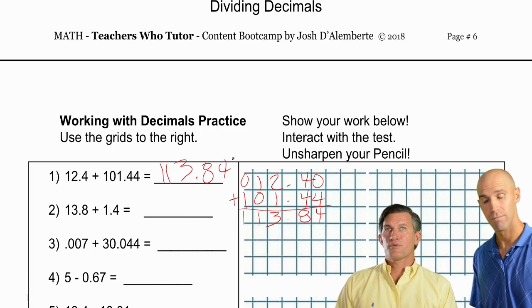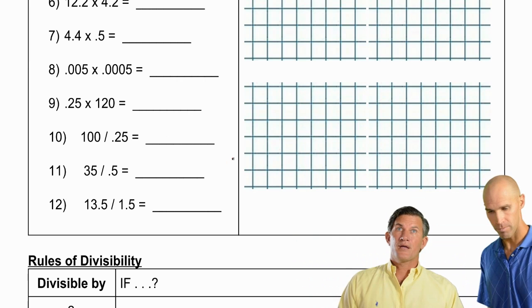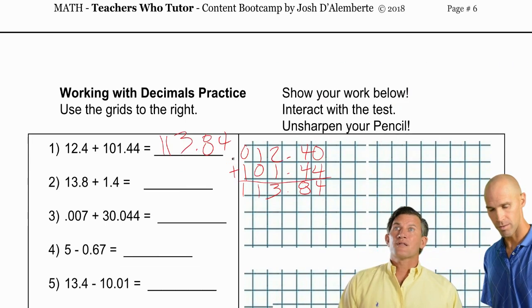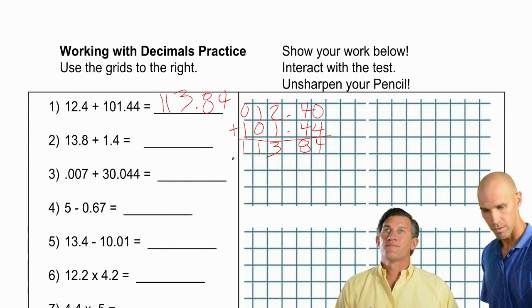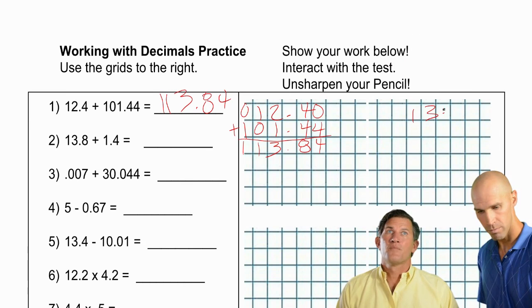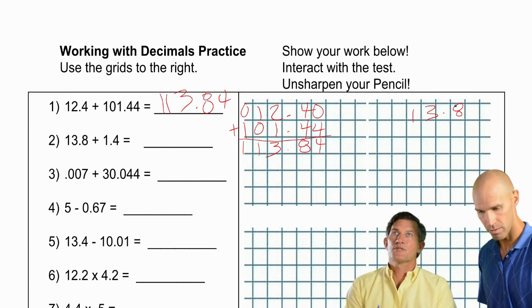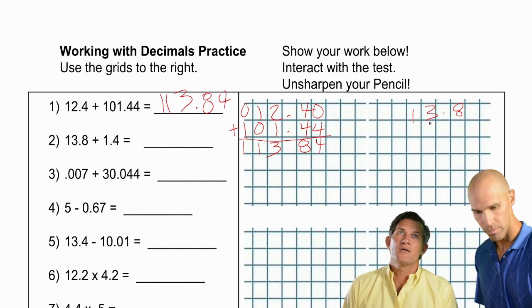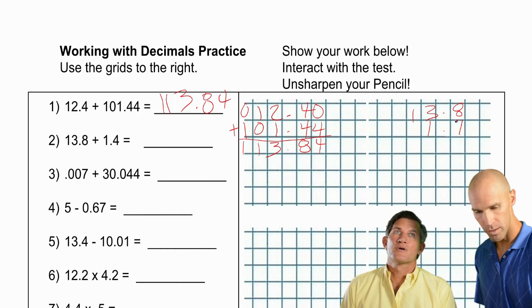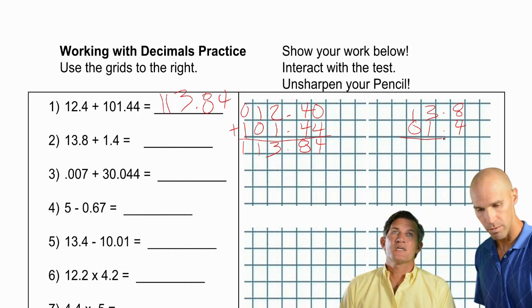The next one is number 2. It's 13.8 plus 1.4. The decimal place gets its own box. 13.8 and 4 tenths. Always line up those decimals. Think where that decimal's going. Line up the decimals, line up the ones, line up the tens, line up the tenths. Line up them soldiers.